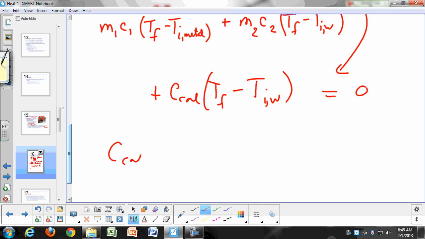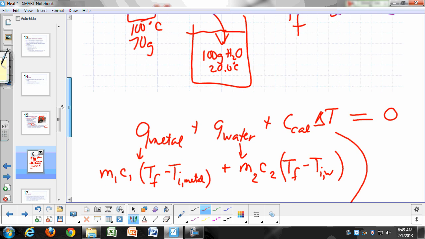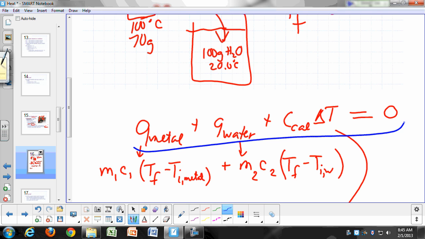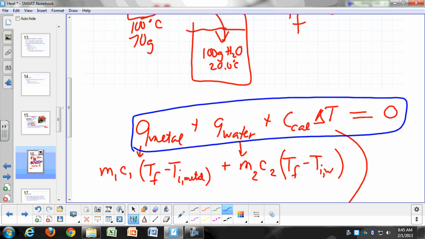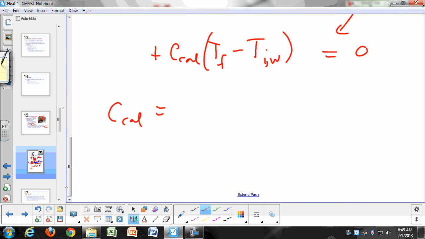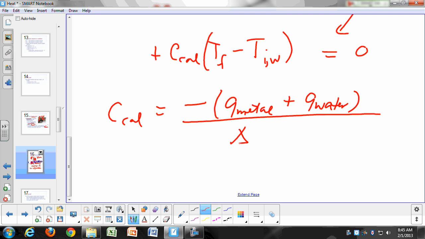C cal, okay, let's go back to this one simpler equation right here. Solve for C cal. What would it be? Move this to the right and that to the right also. So that's going to be what? Negative of Q metal plus Q water divided by delta T cal, right? So what's our Q metal?